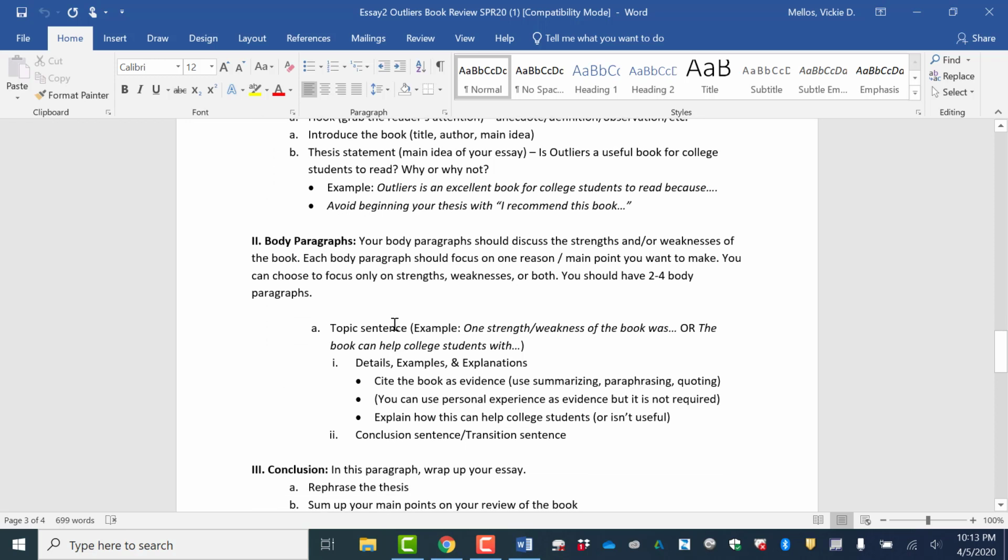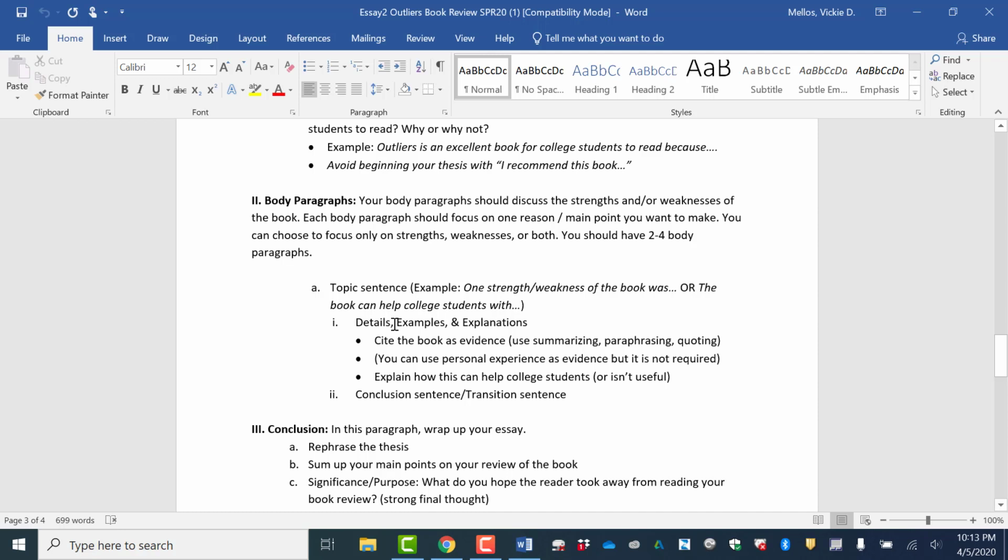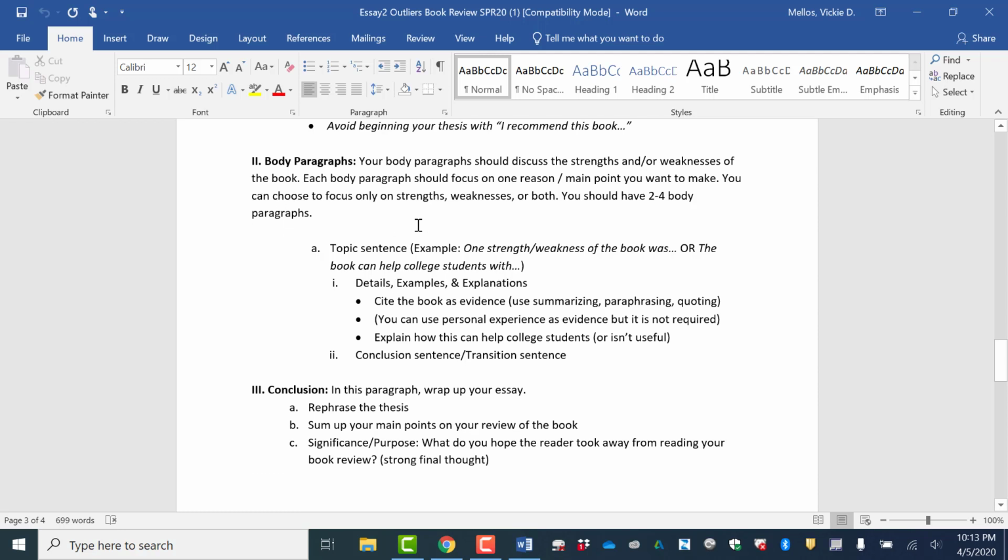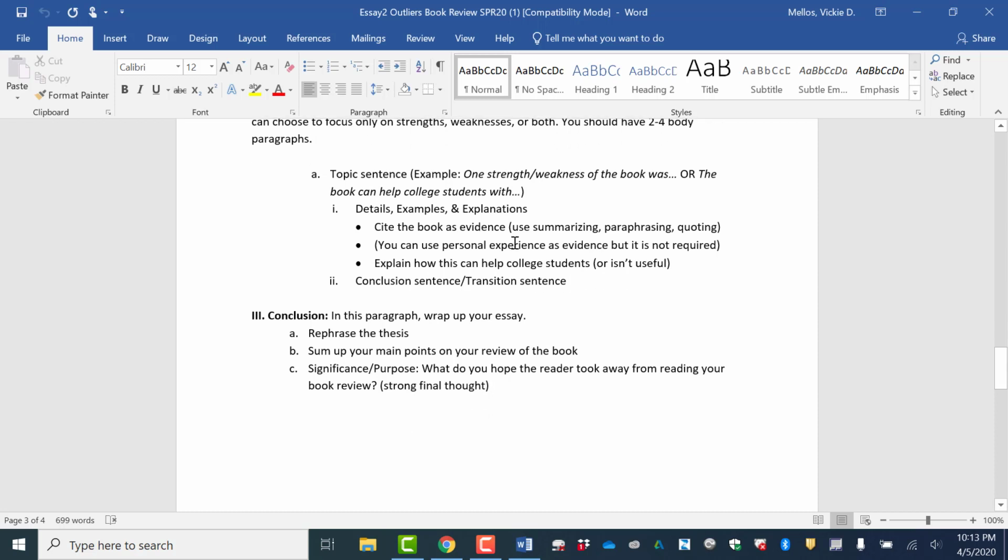Your body paragraph should discuss the strengths and or weaknesses of the book. Each body paragraph should focus on one reason or main point you want to make. You can choose to focus only on strengths, weaknesses, or both, and you should have 2 to 4 body paragraphs. You need a topic sentence, details, examples, and explanations. You need citations from the book. You can use personal experience if you want, and explain how this can help students or maybe isn't useful, and then a conclusion sentence.